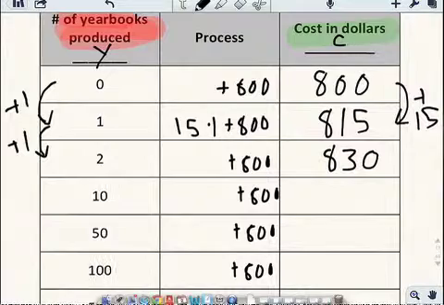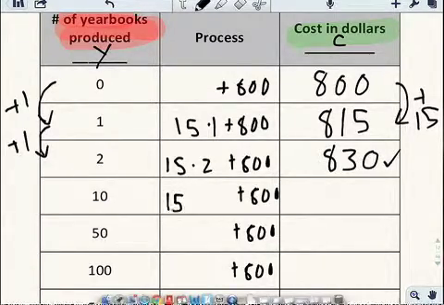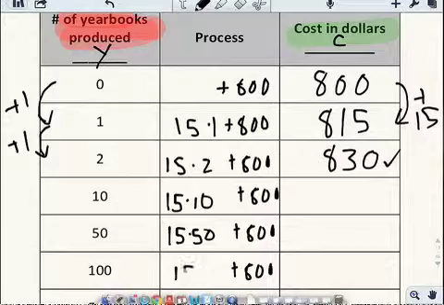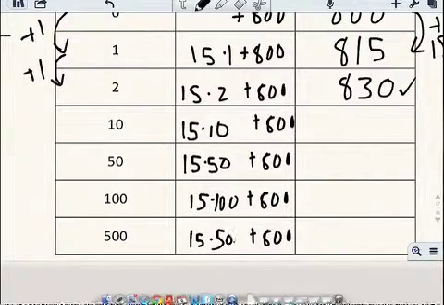All right, so I'm going to try that again down here, 15 times 2. Now 15 times 2 is 30. 30 plus 800 is 830, so it looks like it works. So I'm going to keep using that all the way down the table now. 15 times 10, 15 times 50, 15 times 100, and 15 times 500.